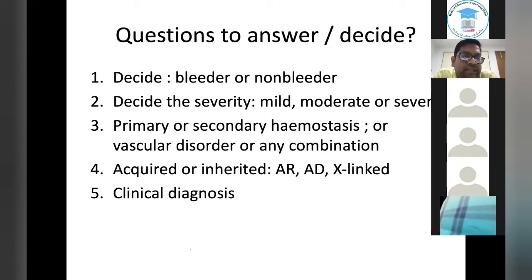Once you have decided whether this is primary, secondary, or a combination, you have to say whether this is an acquired or inherited bleeding disorder. If inherited, is it a recessive, dominant, or X-linked disorder? If you answer all these questions, in 95 to 99% of cases the clinical diagnosis will be in front of you. Then you can do a screening laboratory test, discriminatory test, or definitive test to establish your diagnosis.